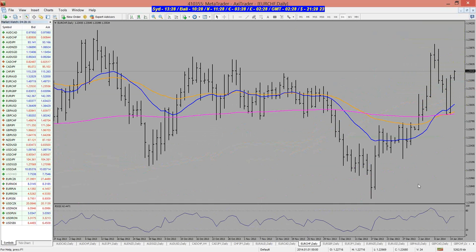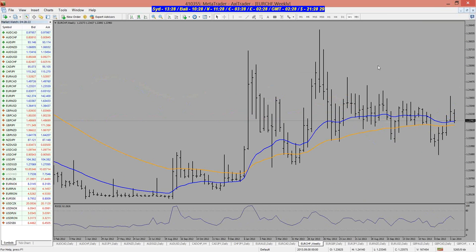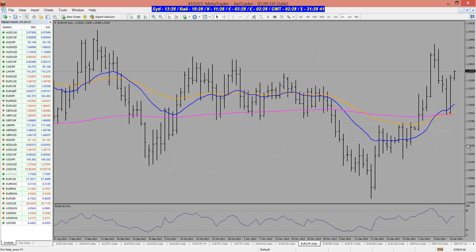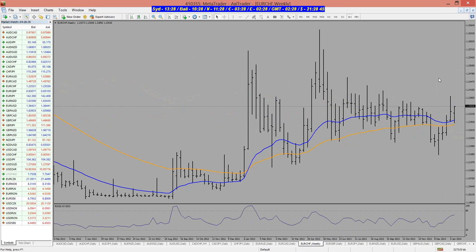Euro Swiss. I personally don't like this. I think it's range bound and going nowhere, so I'd rather avoid it. I know there's some people, or there was a trade call that came out of K2A, but literally I don't see this as anything worth trading. Yes, there was a cycle there, but the big resistance up here, big resistance around here, 24.